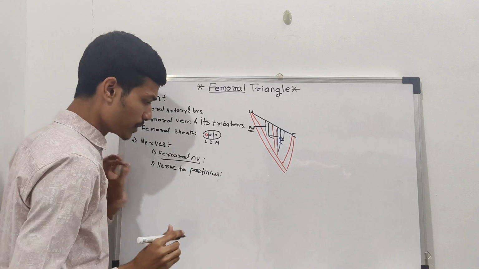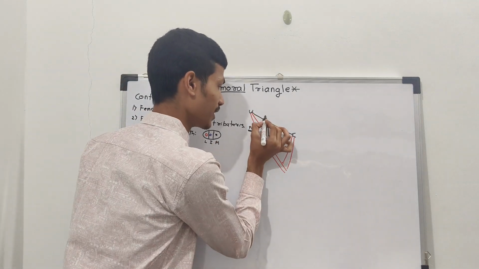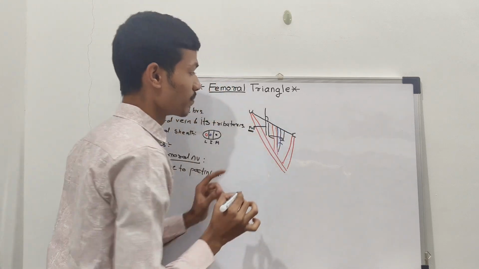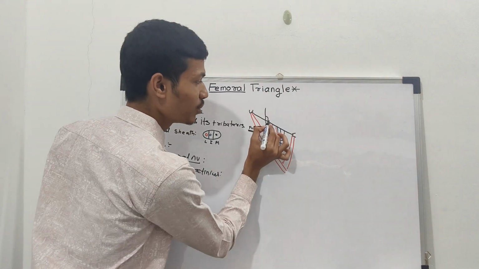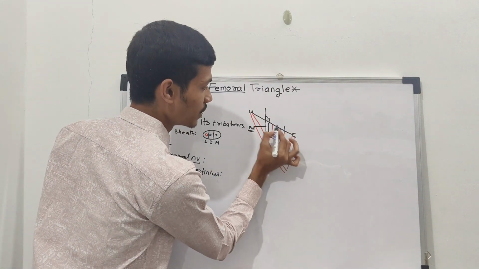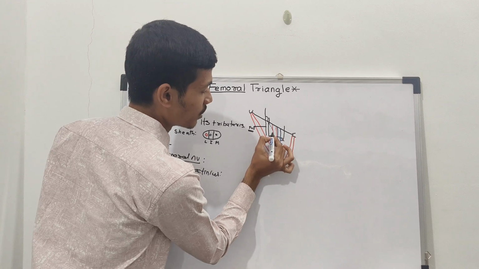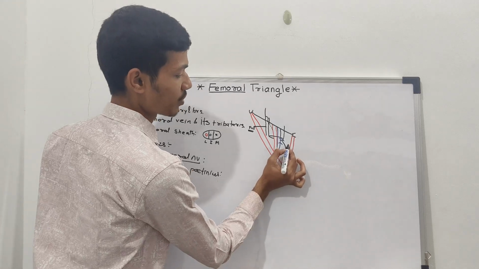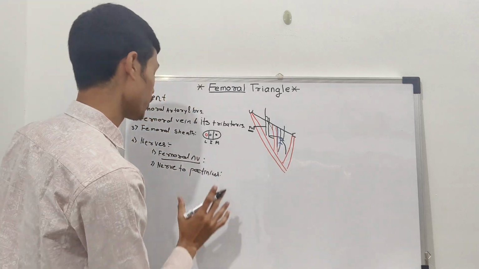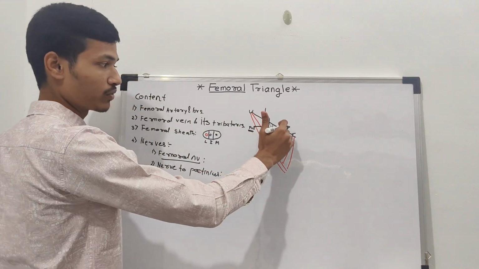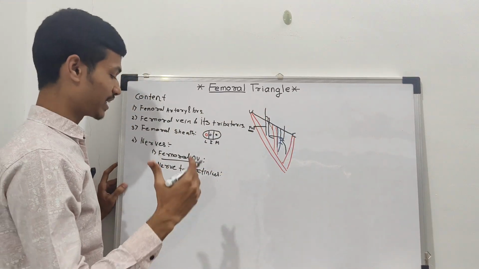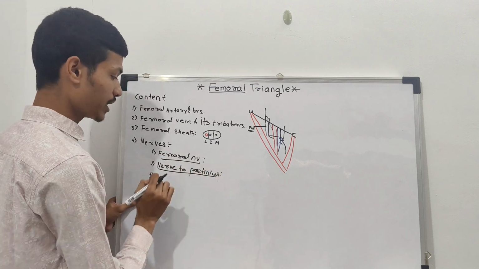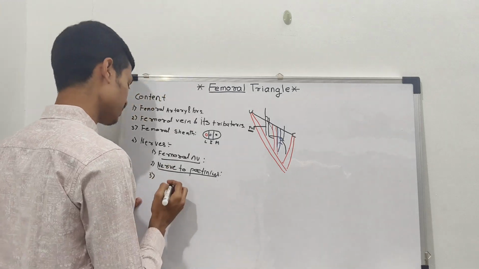This nerve to pectineus is nothing but a branch of the femoral nerve only. But this branch arises above the inguinal ligament, goes behind the femoral sheath and comes anteriorly to supply the pectineus muscle, which is present over here. Next is the nerve to pectineus.